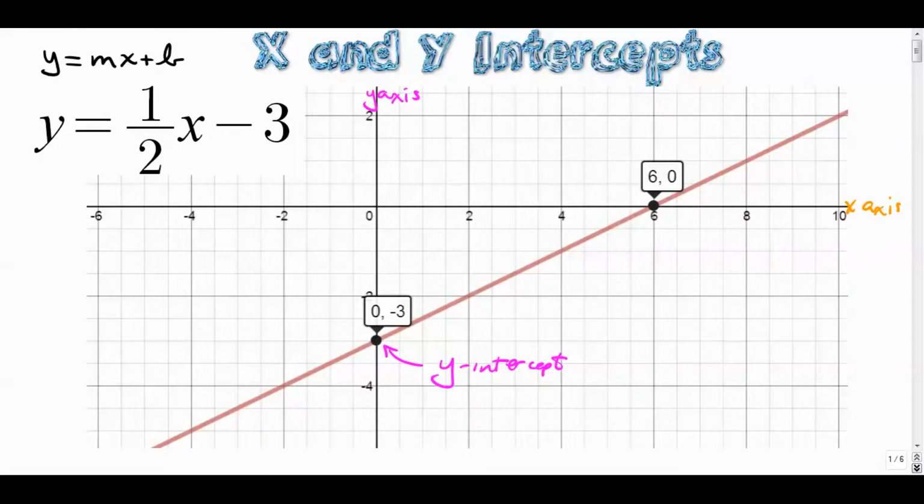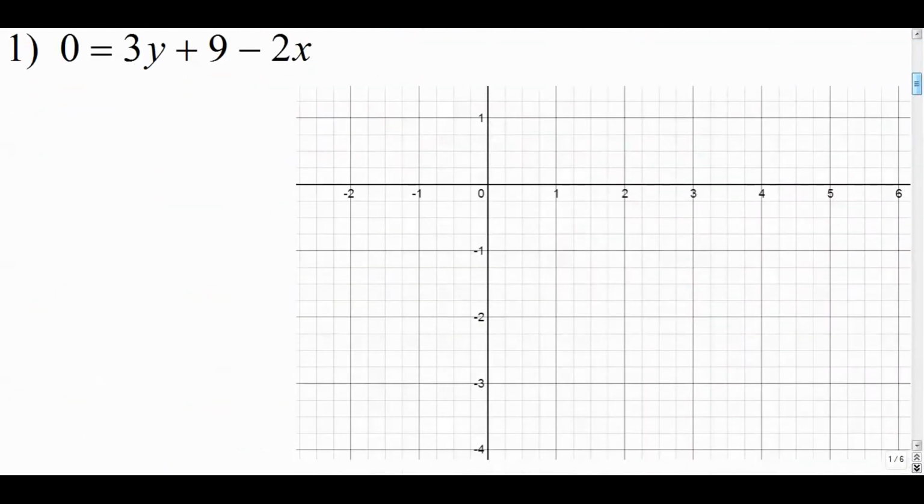So just quickly again, this is where the x-intercept is. It's where the graph crosses the x-axis, and this is where the y-intercept is. It's where the graph crosses the y-axis. And of course, the y-intercepts are a little bit more familiar to us. Let's get into a couple examples here.